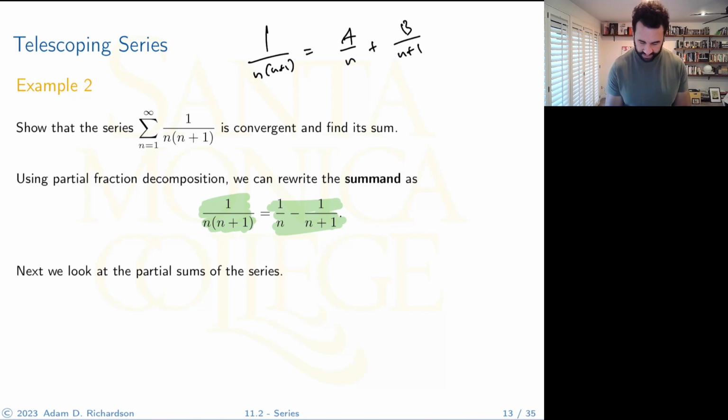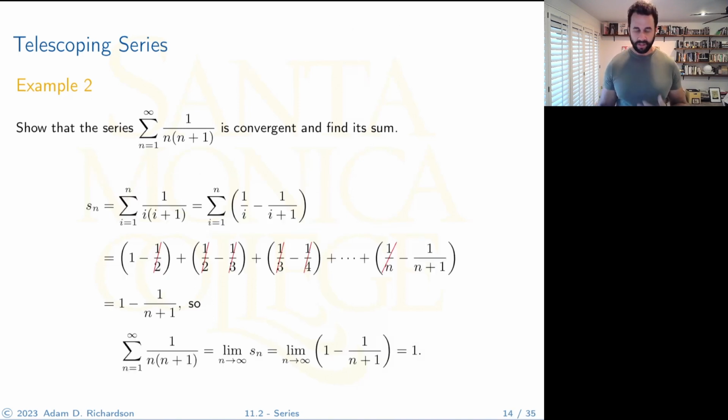So in other words, this is a t sub n, and this is a sub n minus a sub n plus 1. That's what's going on here. So if you can decompose it, now let's look at the partial sums, right? Now let's look at the partial sums. So here, let me get my laser pointer. All right, so here's the nth partial sum.